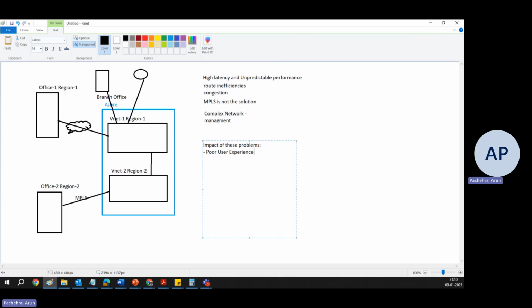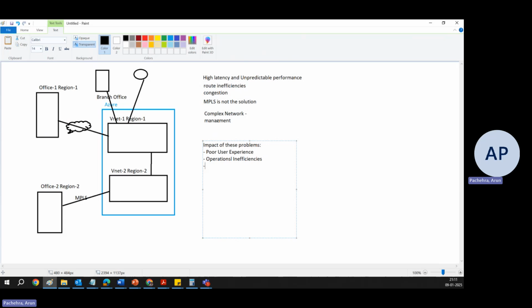Why? Because applications hosted in Azure or exist between branch offices perform inconsistently, which leads to poor user experience. Second, operational inefficiencies. Why? Because IT teams spend excessive time managing connections, monitoring traffic, and troubleshooting issues.